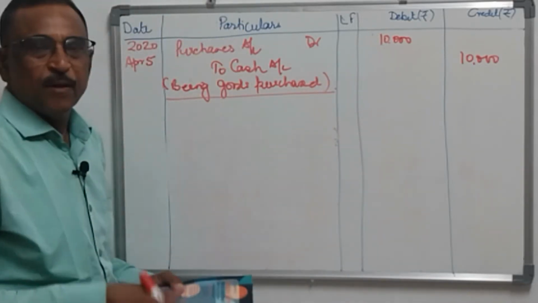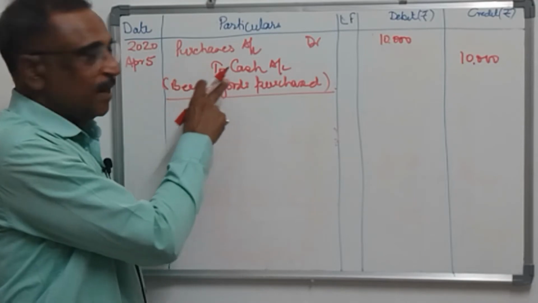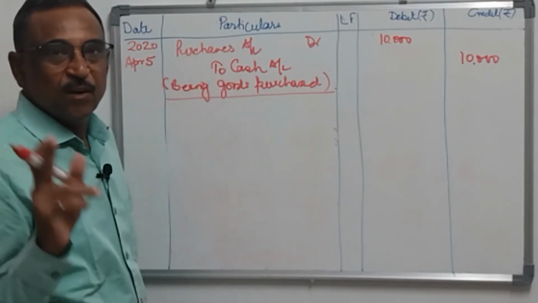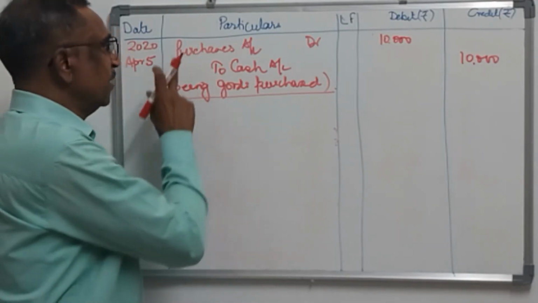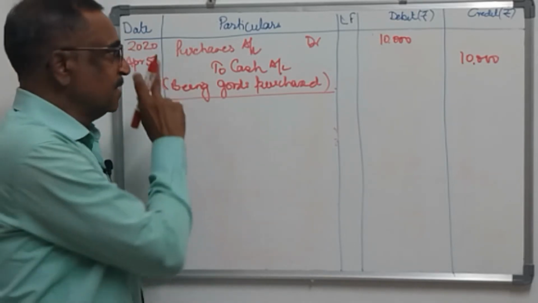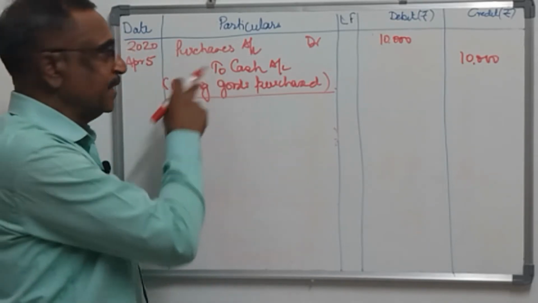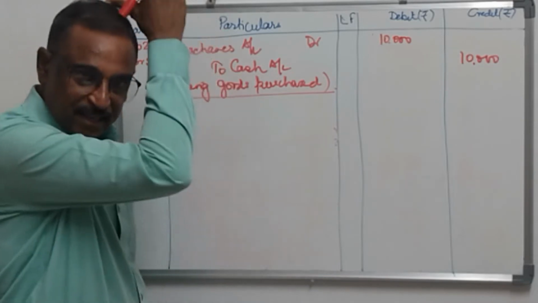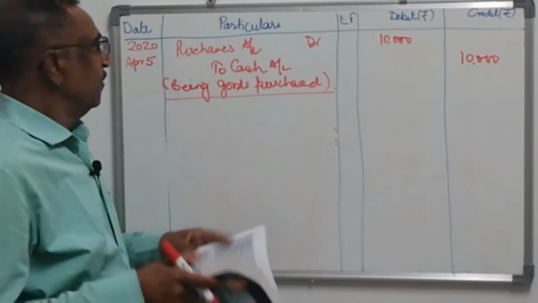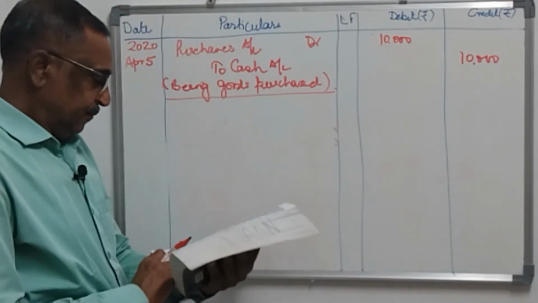Okay, this is simple. You are making payment for purchases. You are purchasing goods. Whenever goods are purchased, we use the term purchases. Purchases is our expense. Expenses are debited. Cash is going out. Cash is our real account. Clear? Now we move on to next.